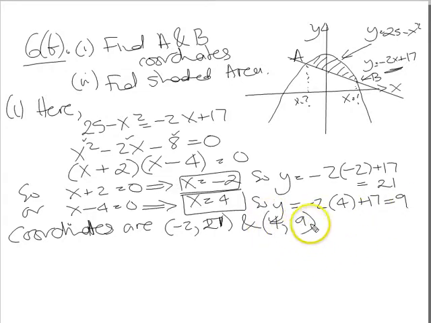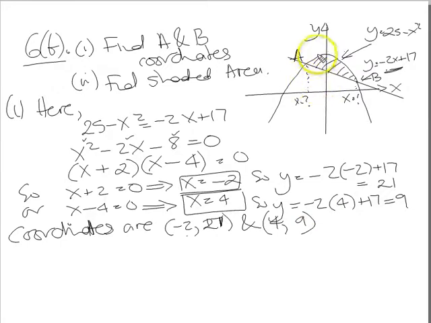Okay, if you put 4 and 9 in here, x is 4. Minus 8 plus 17 is 9, yeah. And if I put minus 2 in for x, you get 4 plus 21. Yeah, I'm fairly happy with that. So there's the coordinates. Okay, the next thing it asks us in part 2 is find the shaded area.